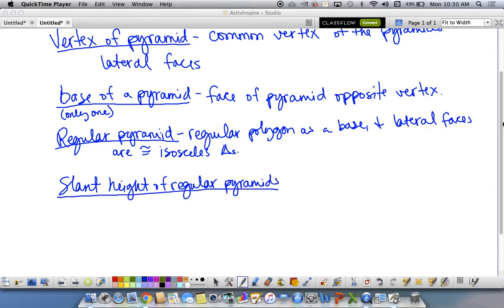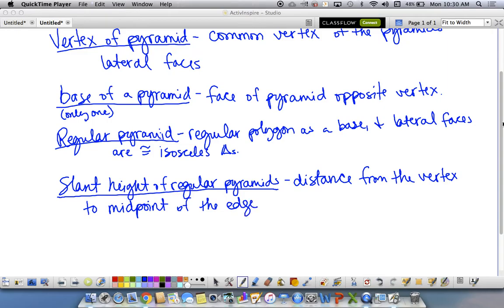The slant height of a regular pyramid is the distance from the vertex of a regular pyramid to the midpoint of an edge of the base. To the midpoint of an edge of the base. Or an edge. They're all the same. It doesn't matter which one they go to. Of an edge of the base. Okay?